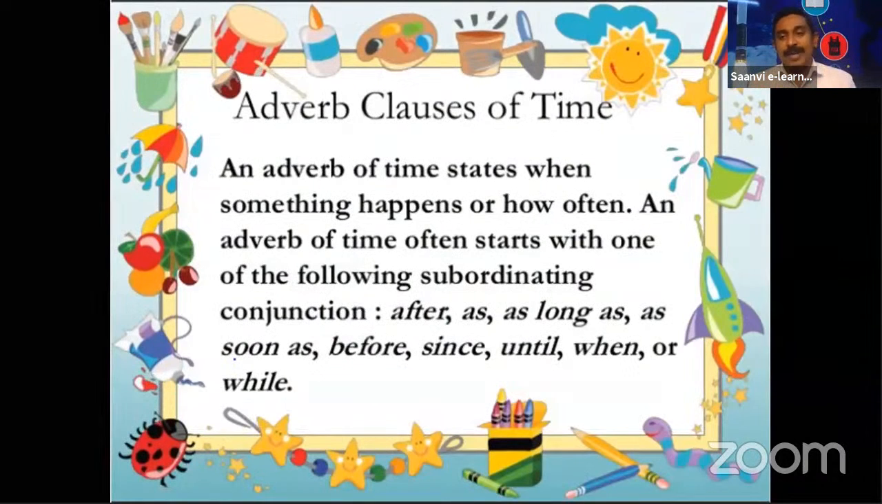Adverbial clauses of time. What are adverbial clauses of time, or what are adverbs of time? An adverb of time states when something happens or how often. How often refers to how many times an action happened, when it happened. That is what is referred to by adverbial clauses of time. Time shows how often.